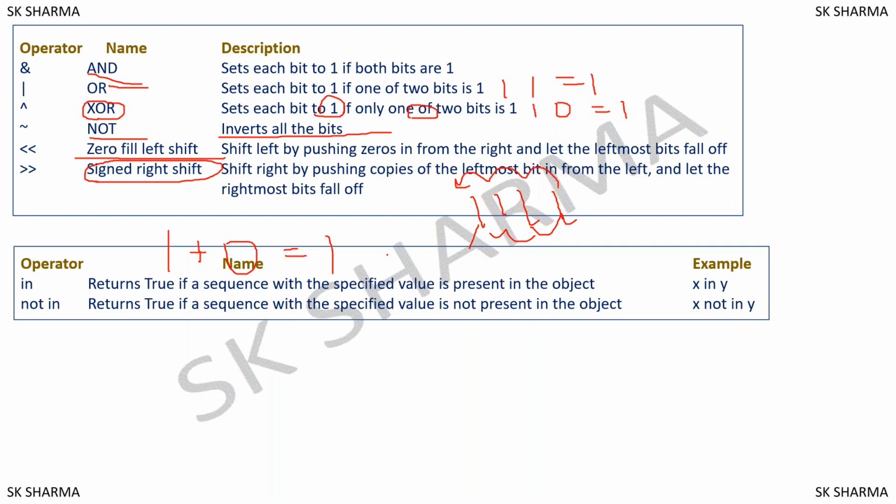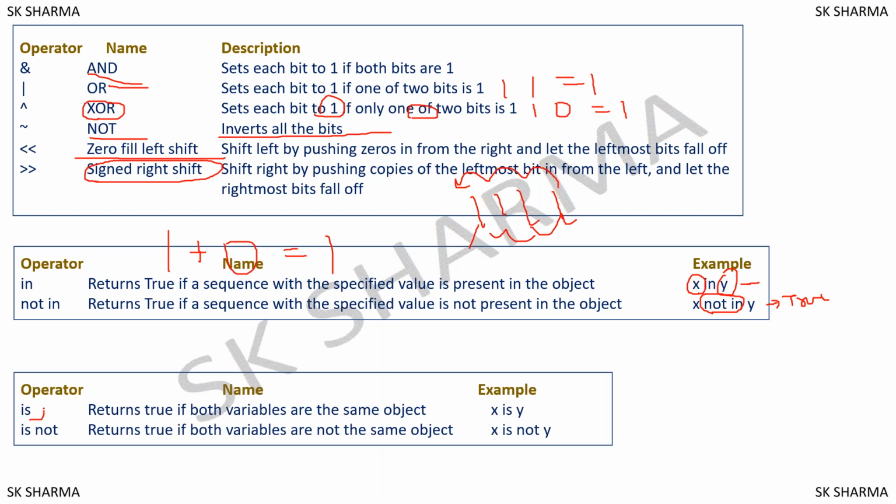And these are the membership operators. They help us identify whether X is present in Y. If yes, then the answer is true. Is X not in Y? Is X not present in Y? If not present, then the answer is true. This is what we were asking, right?